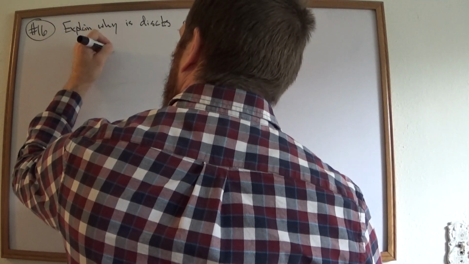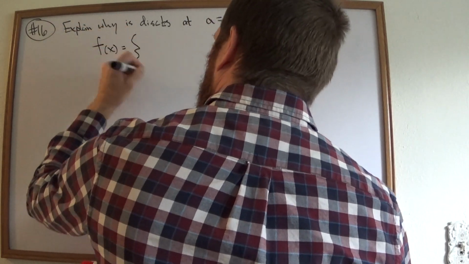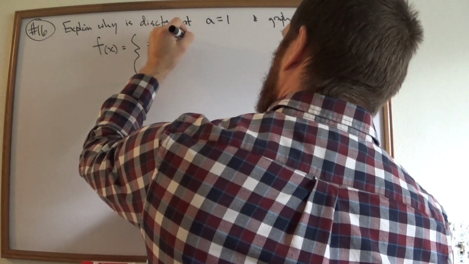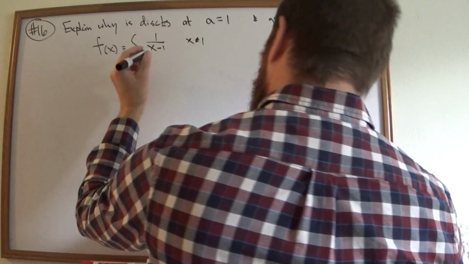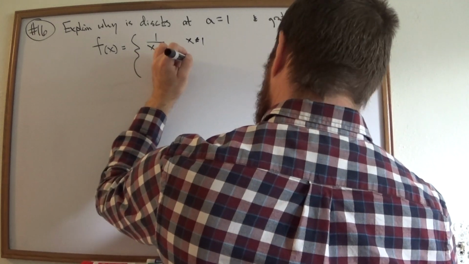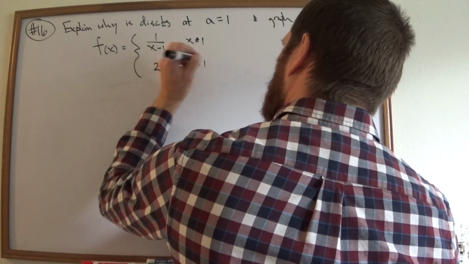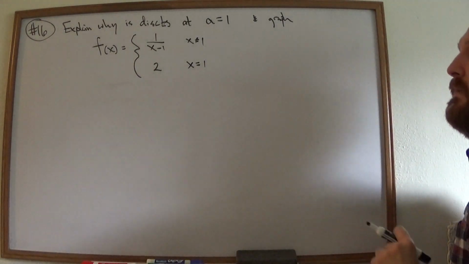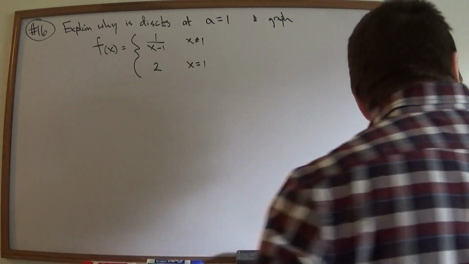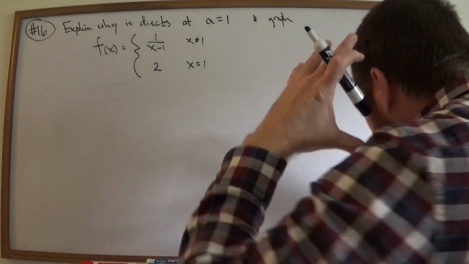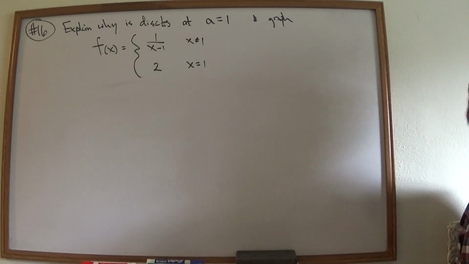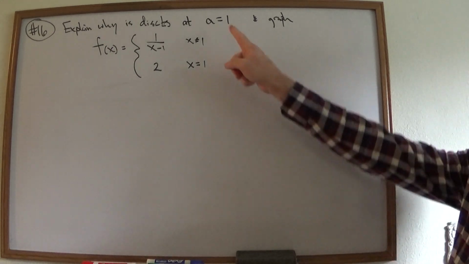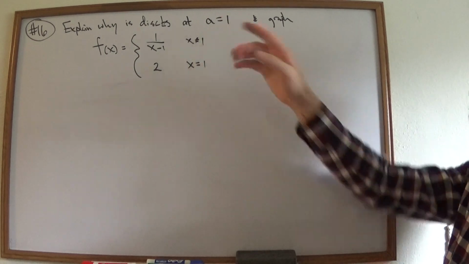f of x is 1 over x minus 1 if x is not equal to 1, and 2 if x is equal to 1. And here we're evaluating it where a equals 1. So how could we show that something is discontinuous? Think about the definition of continuous. What are we going to need to do? Take the limit at the point that we care about, because that's what the definition means.